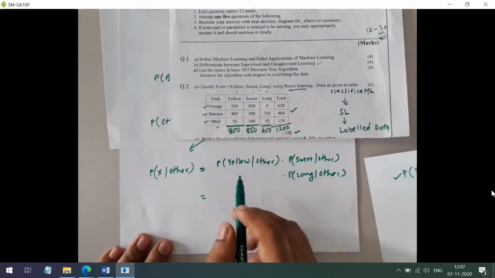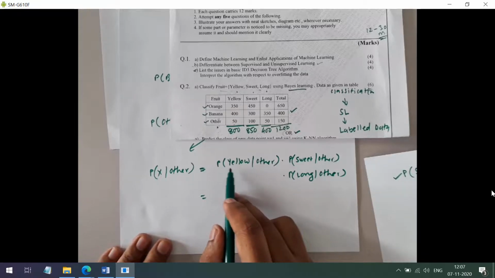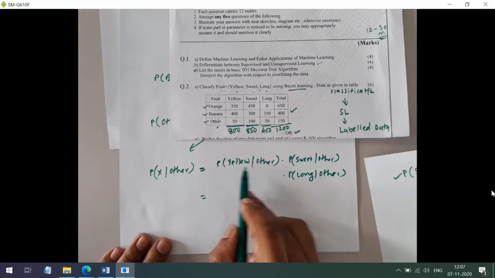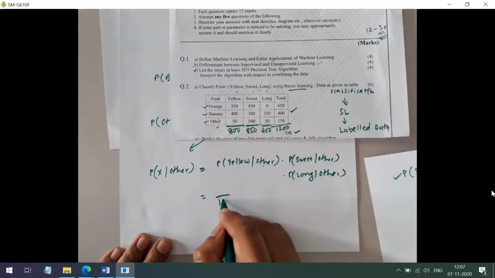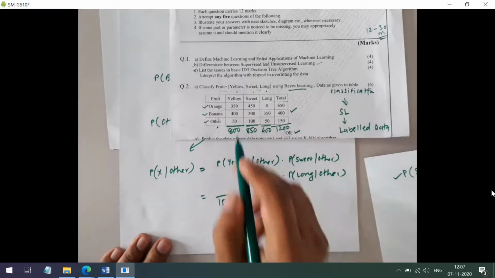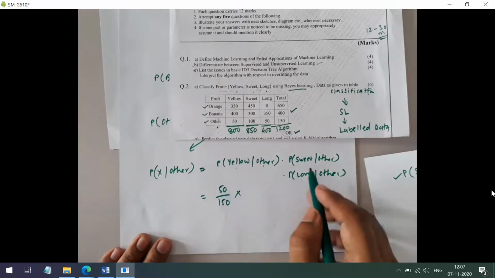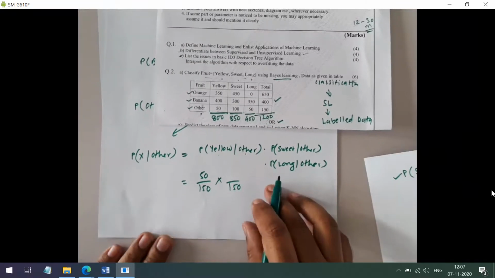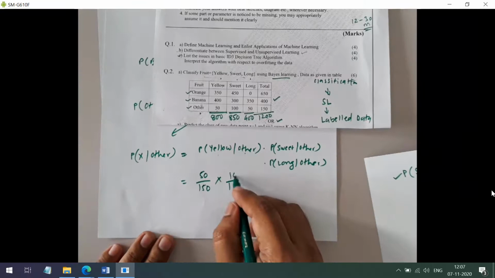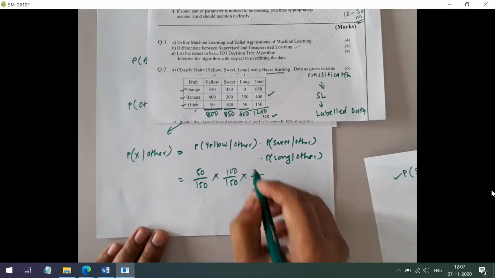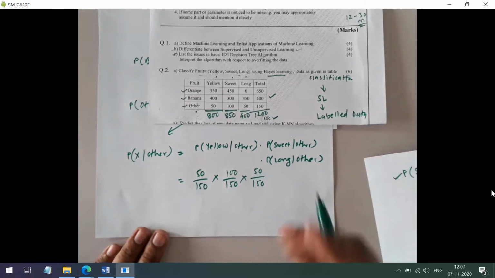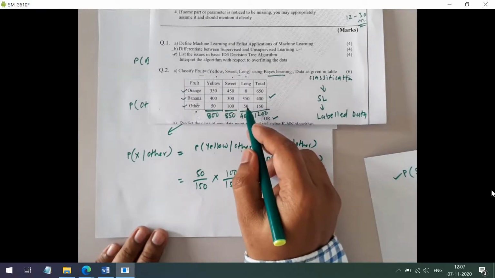So now let us calculate this term. Probability of yellow given other. How many other fruits are there? 150. And out of that, how many are yellow? That is 50. Into probability of sweet given other. How many other fruits are there? 150. Out of that, how many are sweet? That is 100. Then out of 150, 50 are long.